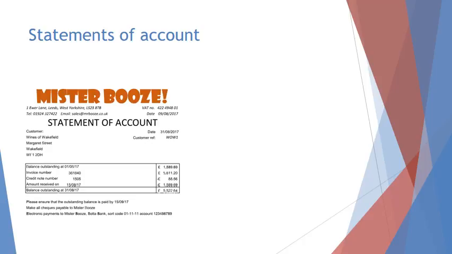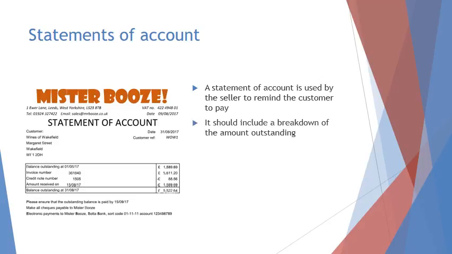Our next document is a statement of account. Now, a statement of account is used by the seller, and it's used to remind the customer that they have an amount to pay. So the statement of account will include details of how much is outstanding from the customer. It'll include a breakdown of that amount. That way, if the customer disagrees with any of the figures on there, they can then get in touch with the supplier and find out what's happened and hopefully resolve any disputes.